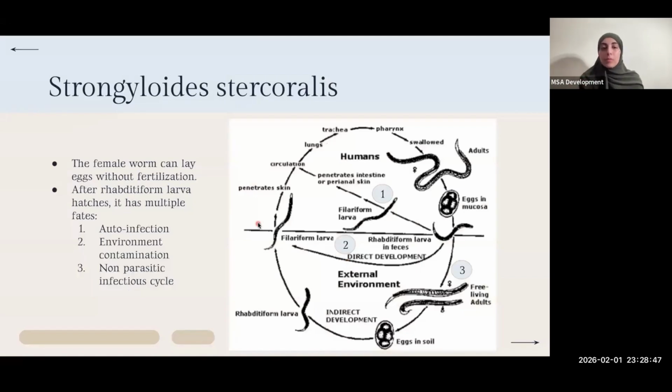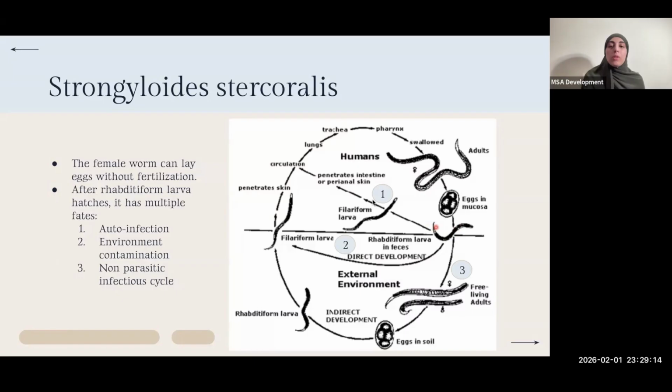Life cycle. We have a female worm that can lay eggs without fertilization. So the female worm here does not need a male worm to fertilize it. It can just lay eggs on its own. And then this egg can then form into a larva. Now, this larva, which is the rhabditiform larva, has three different fates.